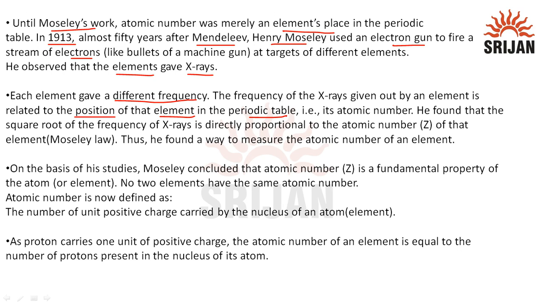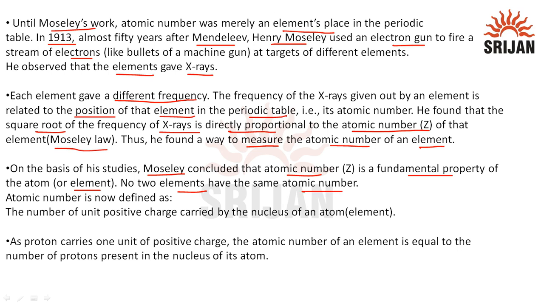He found that the square root of the frequency of X-rays emitting from a certain element is directly proportional to the atomic number Z. That is called Moseley's law. Thus he found a way to measure the atomic number of an element. On the basis of his studies, Moseley concluded that atomic number Z is a fundamental property of the atom or element. So no two elements can have the same atomic number.